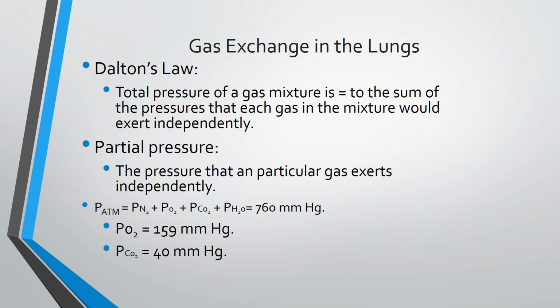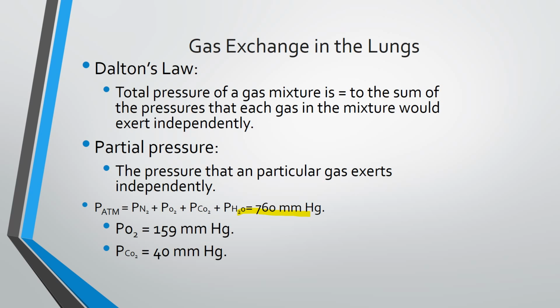And so the partial pressure is going to be the pressure that a particular gas exerts independently. So the sum of the partial pressures of nitrogen, oxygen, carbon dioxide, and of water is going to equal 760 millimeters of mercury. Since oxygen is 21% of the atmosphere, we take the 760 millimeters of mercury times the 21%, and so we'll get about 159 millimeters of mercury.